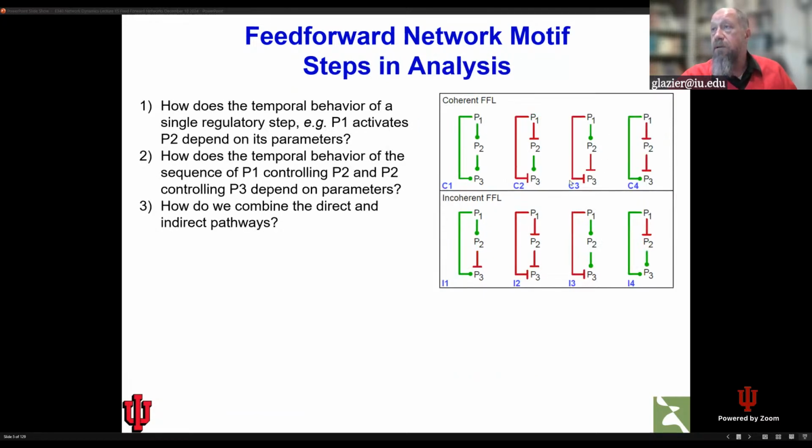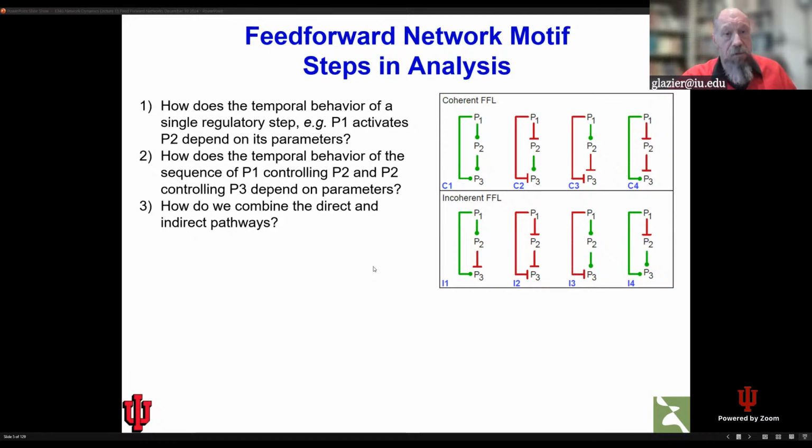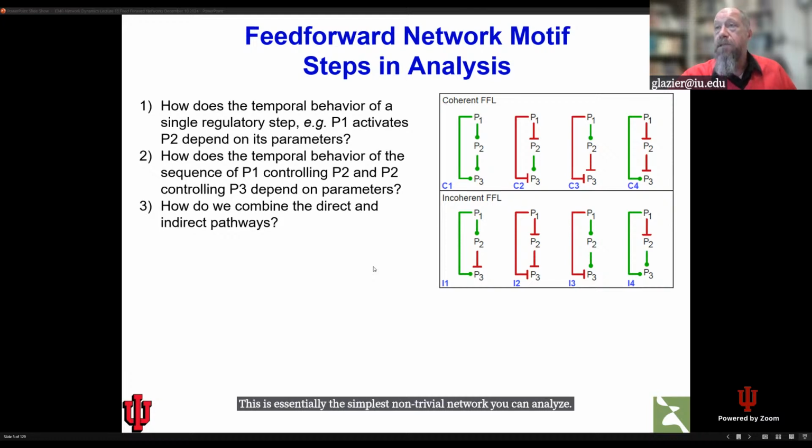So there's a standard way of doing this kind of analysis. It's not that thrilling, perhaps, by itself, but it's not a bad approach to take when you're going to analyze complex networks, whether they have feedback or not. This is essentially the simplest non-trivial network you can analyze. And so the first thing you might do is look at the individual temporal dependencies and level dependencies.